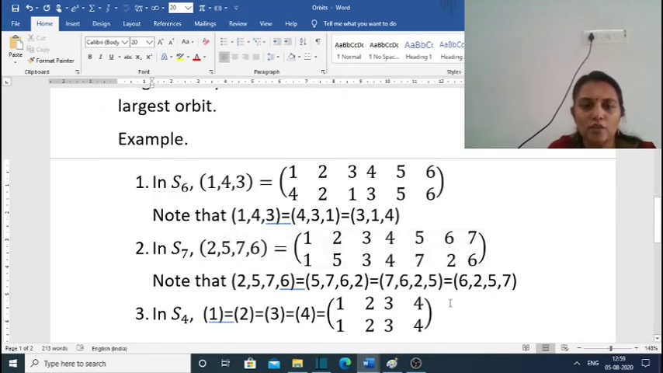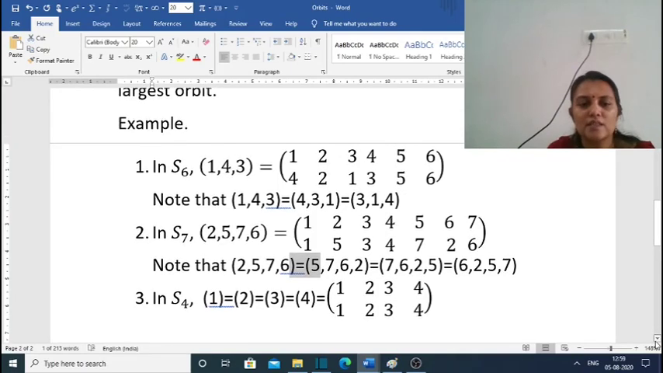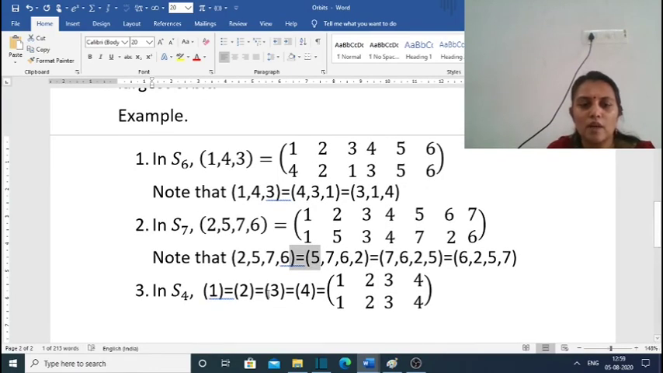അതുപോലെ note that 2 5 7 6 ഈസ് സെയിം ആസ് 5 7 6 2. അപ്പോൾ ഈ ഒരു സൈക്ലിക് ആയിട്ടുള്ള ചേഞ്ചും അതിനൊരു ചേഞ്ചും വരുത്തുന്നില്ല. 7 6 5 2, 6 2 5 7 ആൻഡ് സോ ഓൺ. സോ ഇൻ S4, (1) എന്ന് പറഞ്ഞ സൈക്കിൾ 1 goes to 1, വേറെ ചേഞ്ച് ഒന്നും വരില്ല. 2 goes to 2, 3 goes to 3, 4 goes to 4 is same as (2) or (3) or (4). Singleton cycle. Here length is 1. Here for the second example length is 4. First example length is 3.